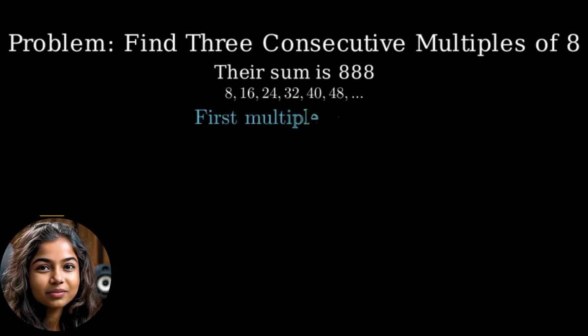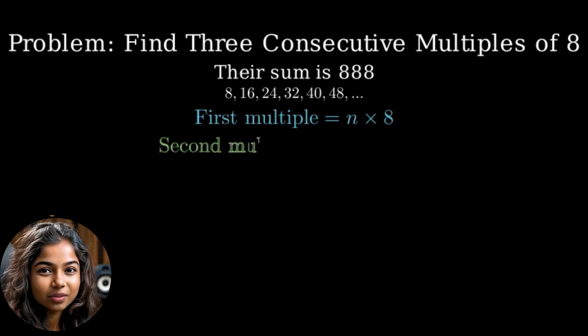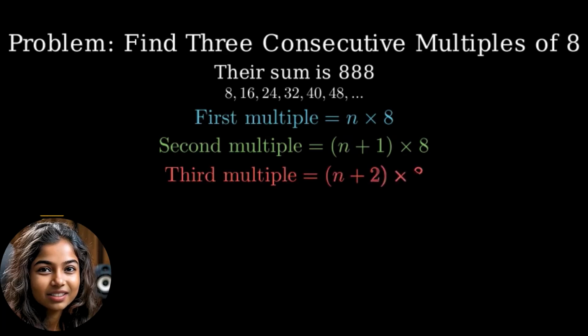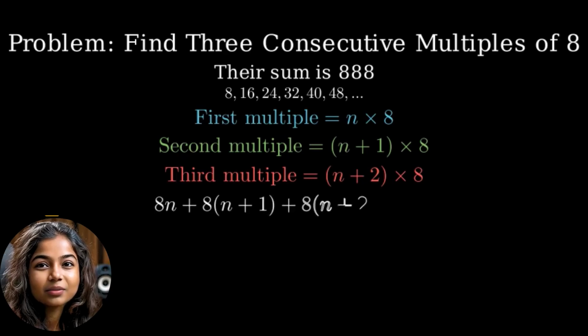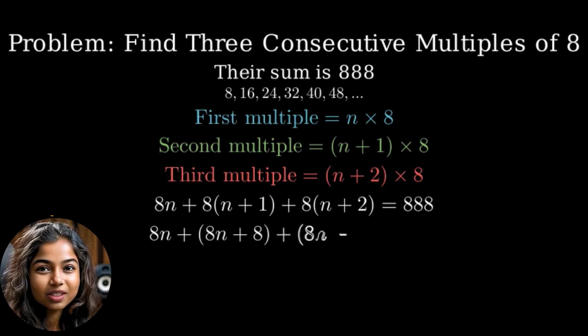Let's call our first multiple n times 8. Then the second multiple would be (n plus 1) times 8, and the third would be (n plus 2) times 8. Since we know these three numbers sum to 888, we can write n times 8 plus (n plus 1) times 8 plus (n plus 2) times 8 equals 888. Let's distribute the 8 in each term. We get 8n plus 8n plus 8 plus 8n plus 16 equals 888.